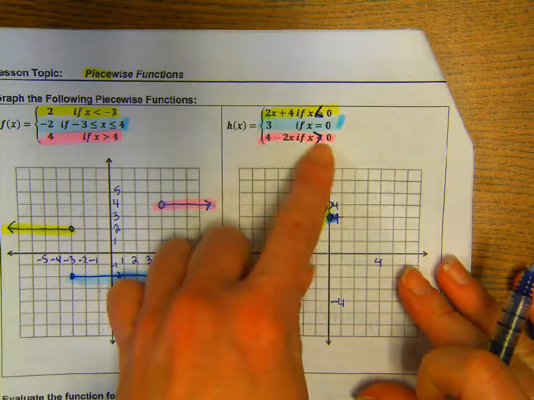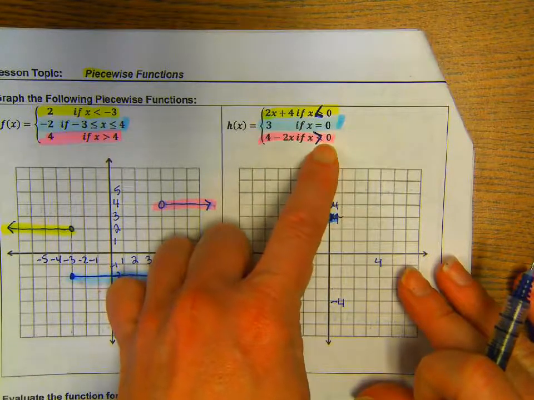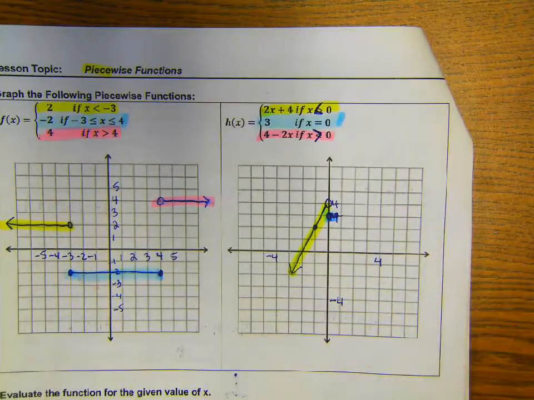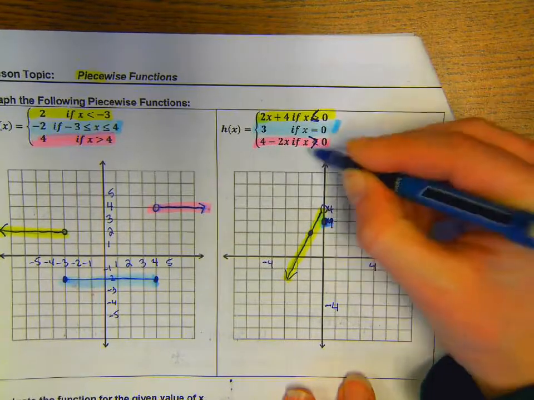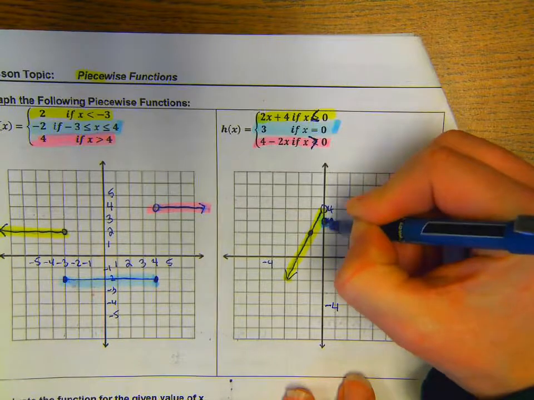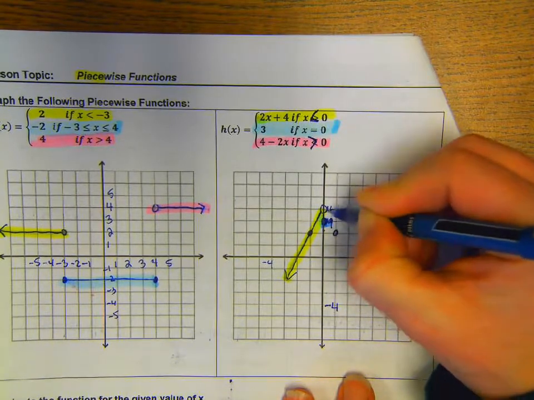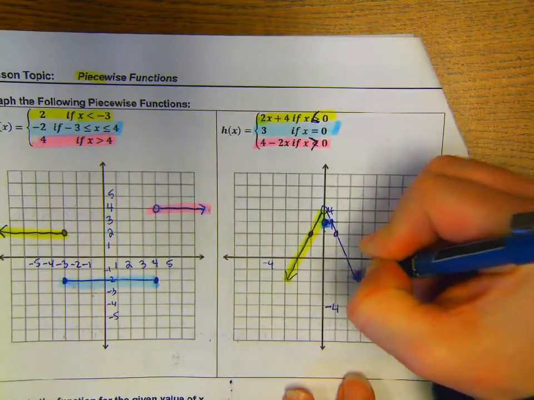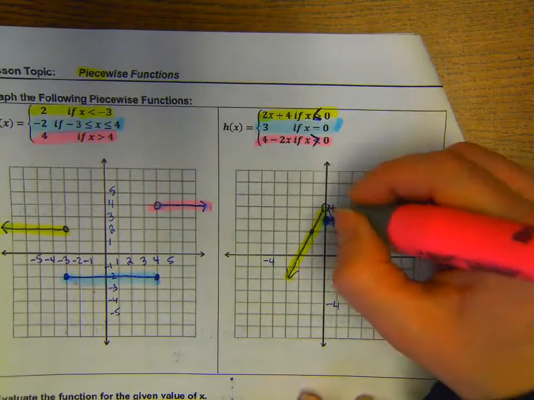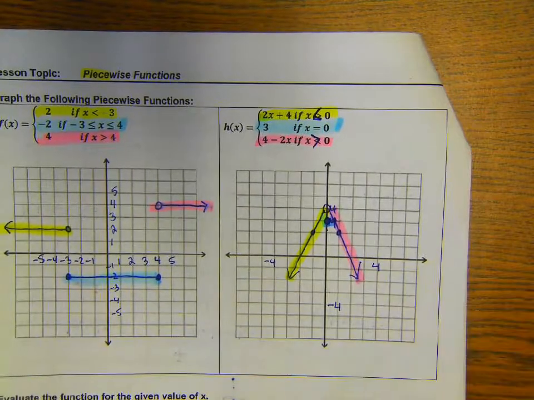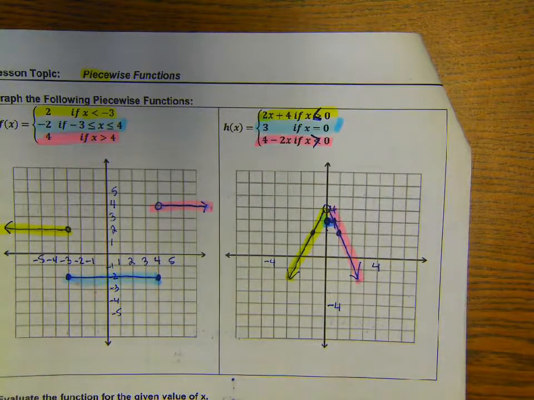This I'm going to do when x is greater than 0. Okay, so I'm going to go to the right. So here I go. I'm going to make it open, down 2 over 1. What does that kind of look like that we just studied? Yeah, absolute value with a little hole in the middle. Okay.